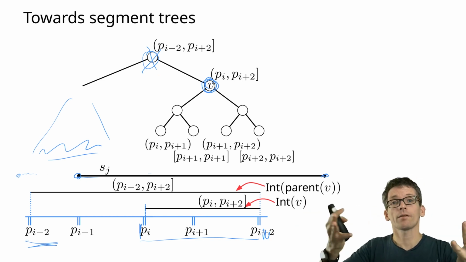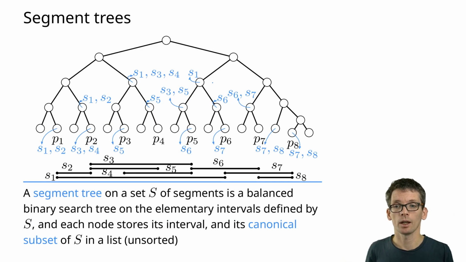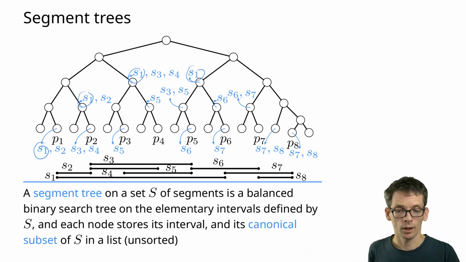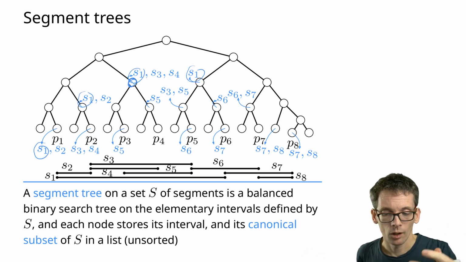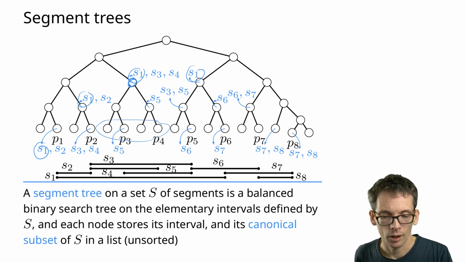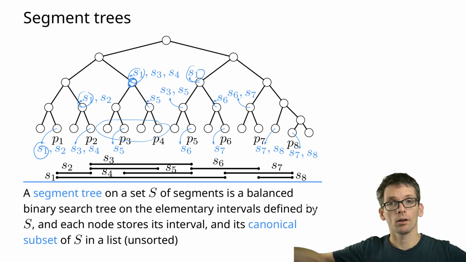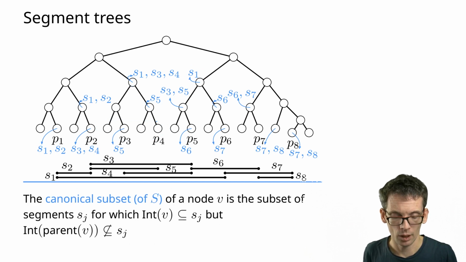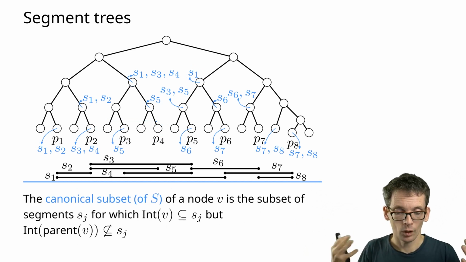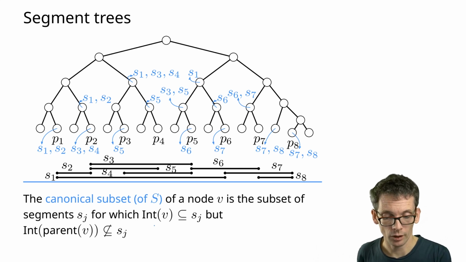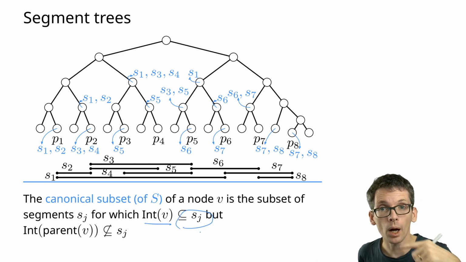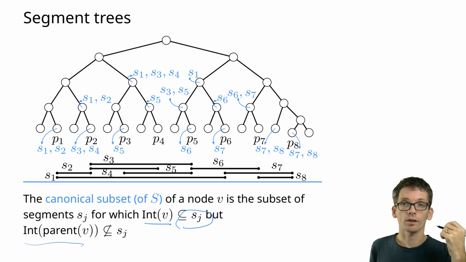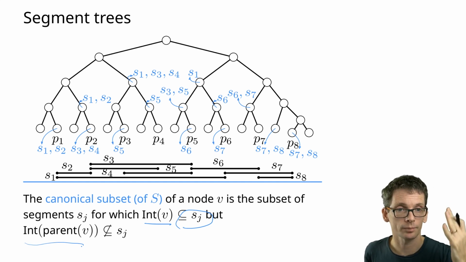And now we can define what a segment tree is. Namely, a segment tree is simply a balanced binary search tree on the elementary intervals. For every node, I look at the elementary intervals and at all segments that cover all of those elementary intervals, and those I'm going to store at that node. So the canonical subset of a node is the subset of segments such that the interval is completely covered, but if I go to the parent of that node, the interval of that parent is not completely covered by that segment.